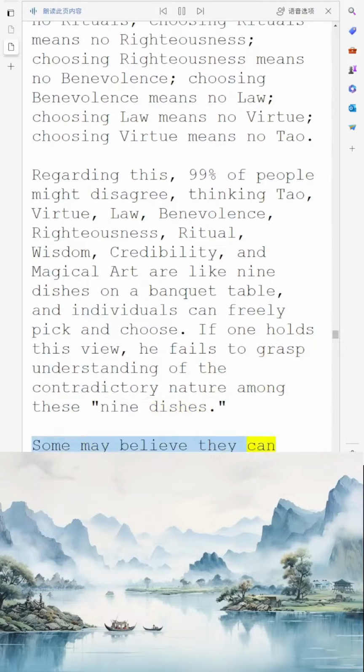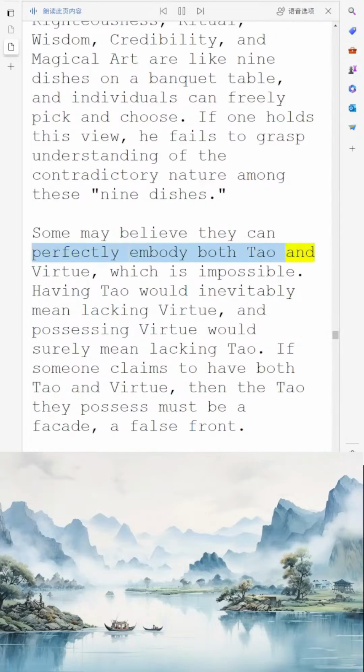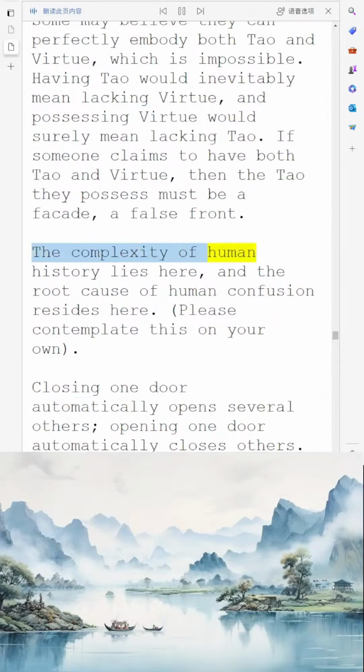Some may believe they can perfectly embody both Tao and virtue, which is impossible. Having Tao would inevitably mean lacking virtue, and possessing virtue would surely mean lacking Tao. If someone claims to have both Tao and virtue, then the Tao they possess must be a facade, a false front. The complexity of human history lies here, and the root cause of human confusion resides here. Please contemplate this on your own.